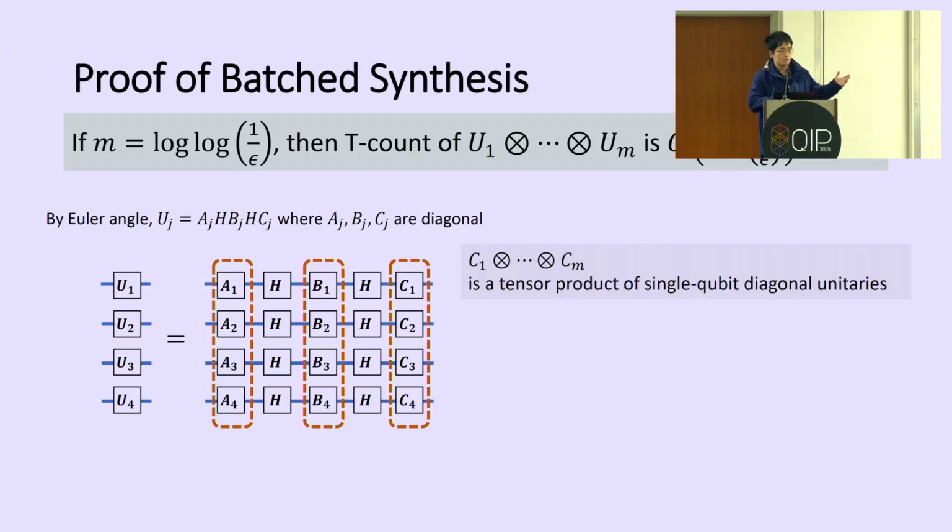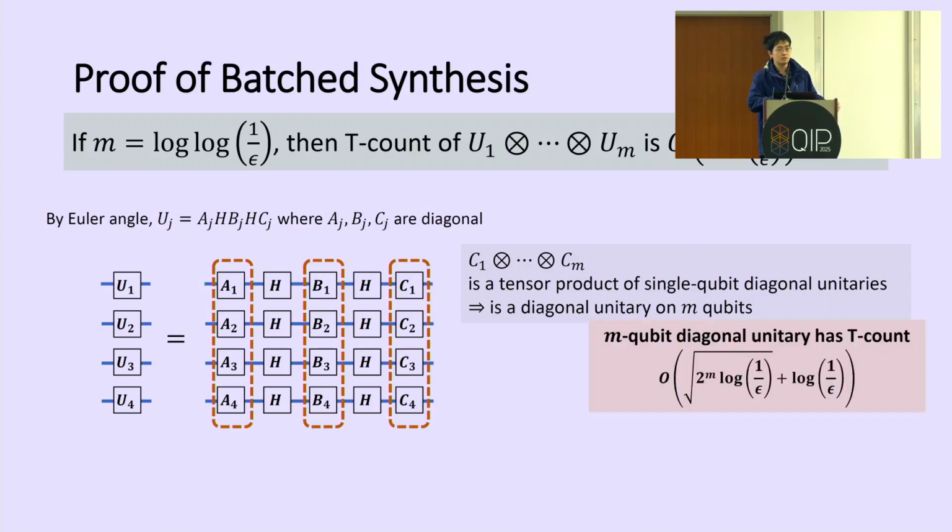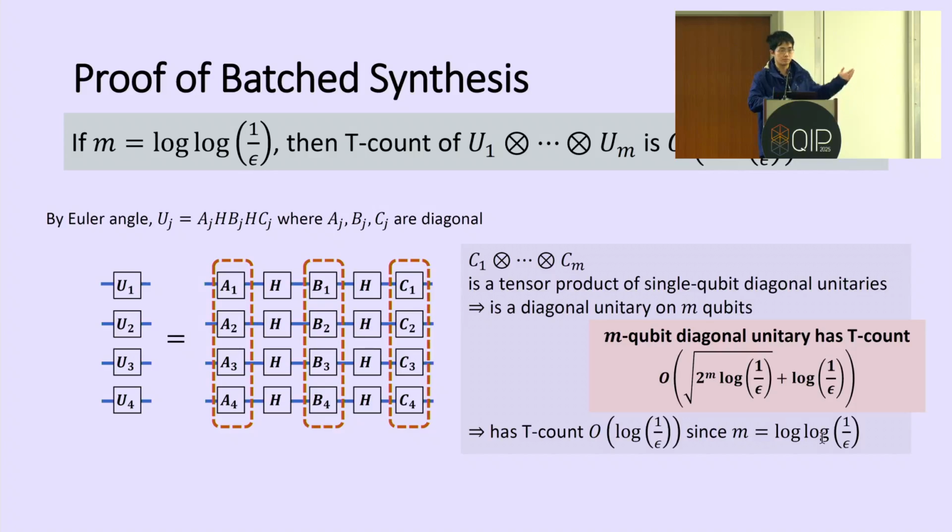Let's say, for example, for the C's, C1 tensor C2 tensor up to Cm is a tensor product of single qubit unitaries that are diagonal, meaning that itself is a diagonal unitary, although it's on m qubits. Because you take a tensor product of diagonals, you get a diagonal. And as I mentioned, we know the T count for a diagonal unitary, which is square root of 2 to the m times log 1 over epsilon plus additive log 1 over epsilon. So then you just plug in m equals log 1 over epsilon, you get square root of log times log, that's a log. So the total cost is only log 1 over epsilon. So it's a fairly straightforward proof.